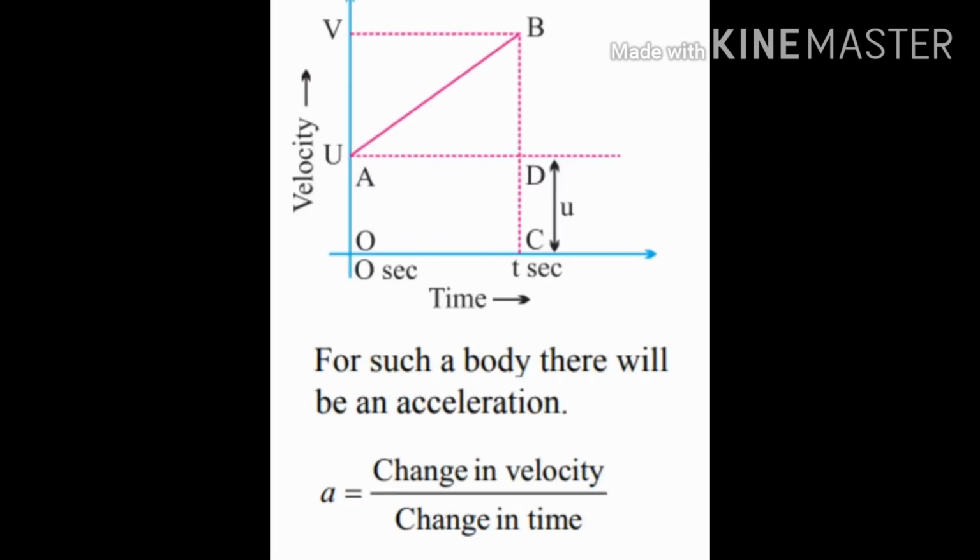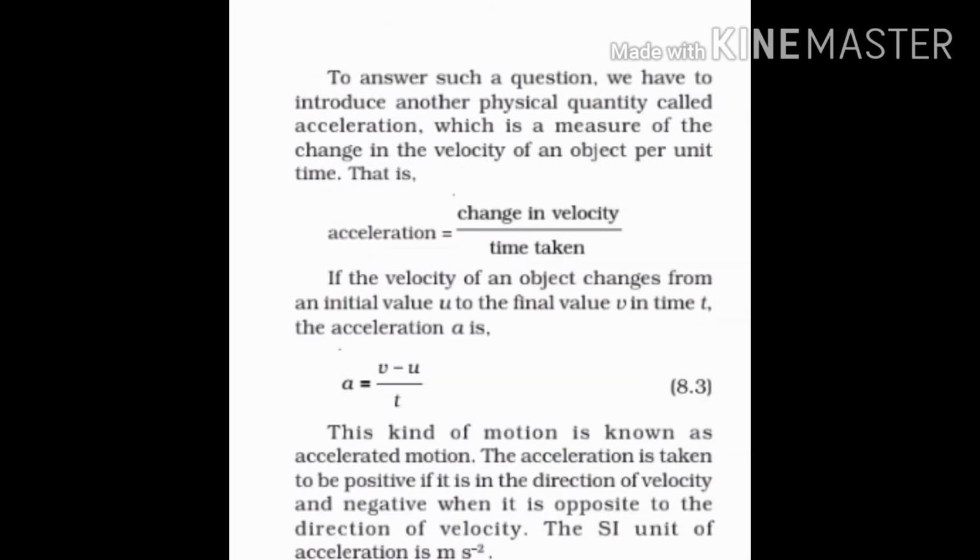So since there was an acceleration on the object, there will be a change in velocity. So acceleration is equal to the change in velocity with respect to the change in time. So if the velocity of an object changes from initial value u to the final value v in time t, the acceleration a is equal to v minus u by t. This kind of motion is known as accelerated motion. The acceleration is taken to be positive if it is in the direction of velocity, and negative when it is opposite to the direction of velocity.